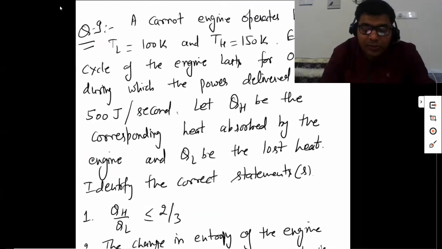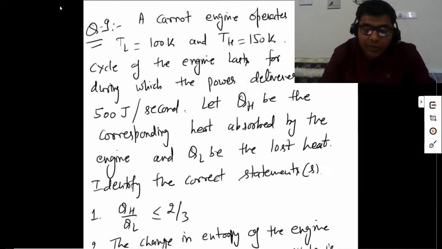A Carnot engine, this is the next question. A Carnot engine operates between TL, 100 Kelvin, basically the temperature of the sink, and TH, the temperature of the hot bath or the source, 150 Kelvin. Each cycle of the engine lasts for 0.5 second, during which the power delivered is 15 joule per second. It means per second 15 joule amount of work is being done.